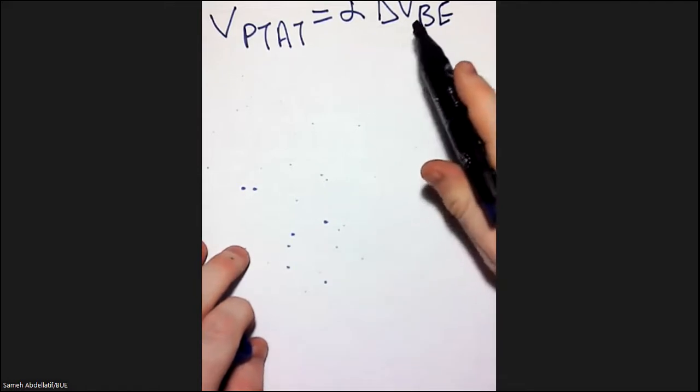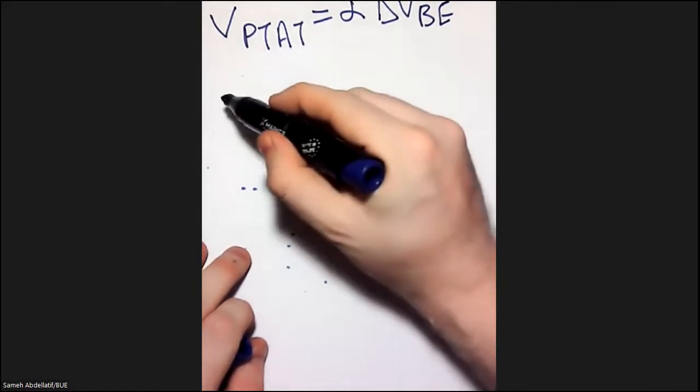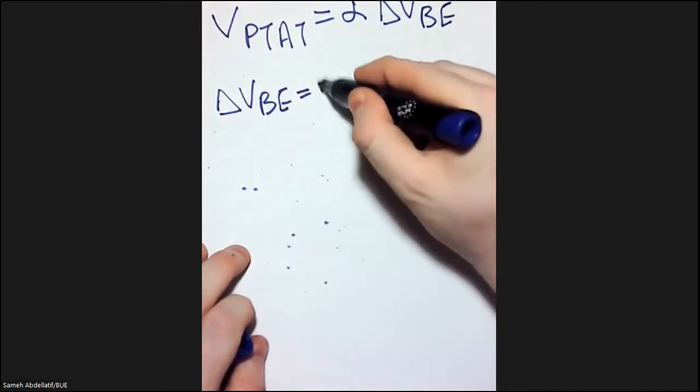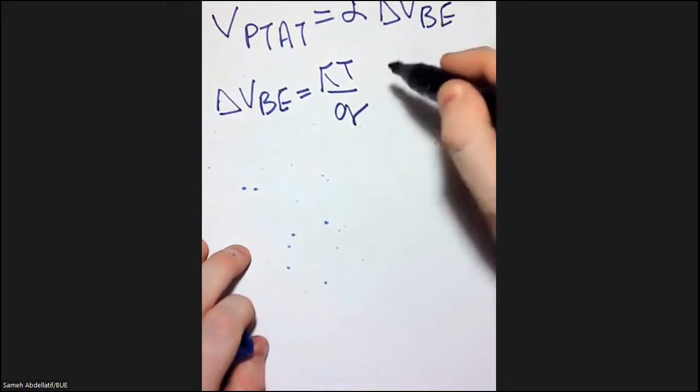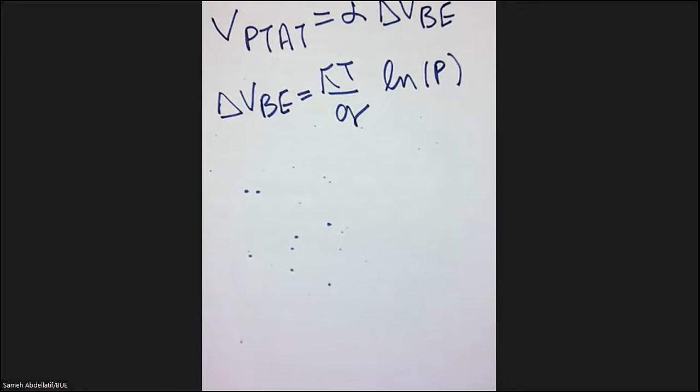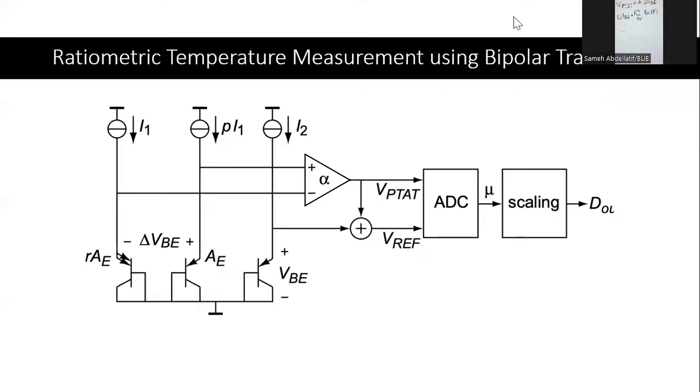Okay, so we already know this delta VBE. We have already reached an equation for this, which is KT over Q ln P, if you remember, ignoring any mismatching factor. Okay, so that is the first equation, for the V absolute. If you return back to the schematic, let me share the screen for a few seconds just to keep you engaged with the circuit. And also let me use my pointer here.